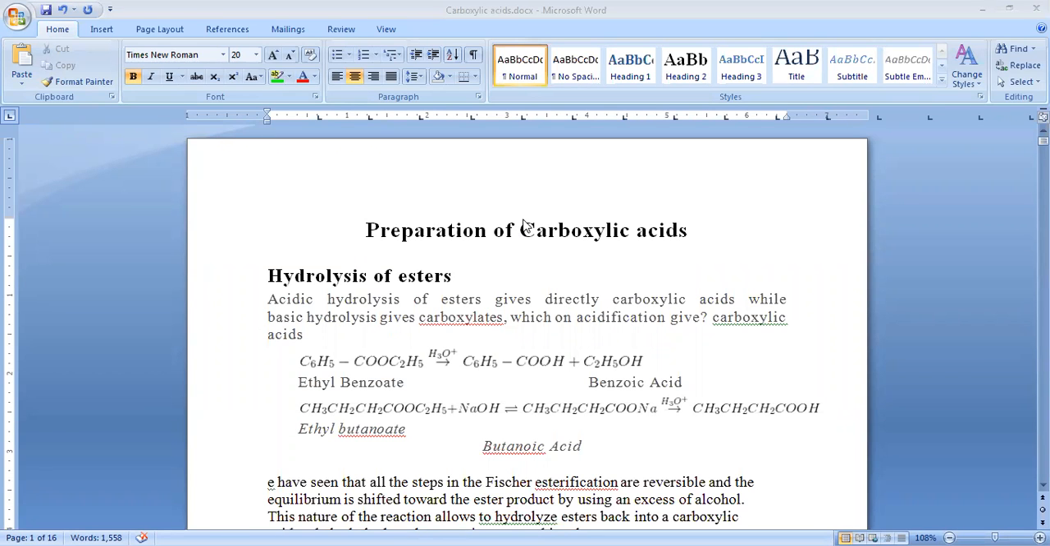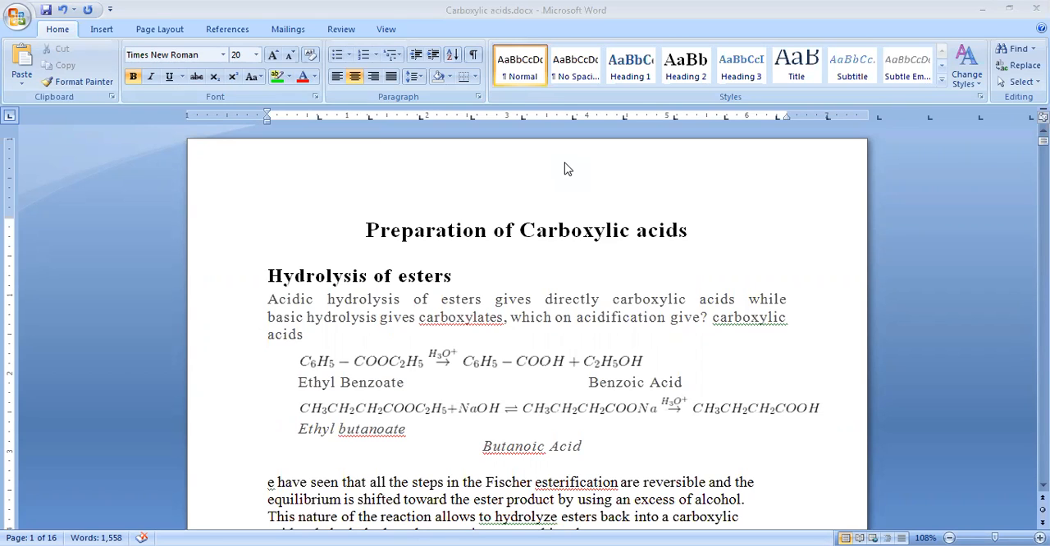So good morning everyone. Up to now we have completed unit 1. Now we are moving to unit 2, that is organic chemistry. In organic chemistry our first lesson is carboxylic acids and their derivatives. In that, the first topic is preparation of carboxylic acid.